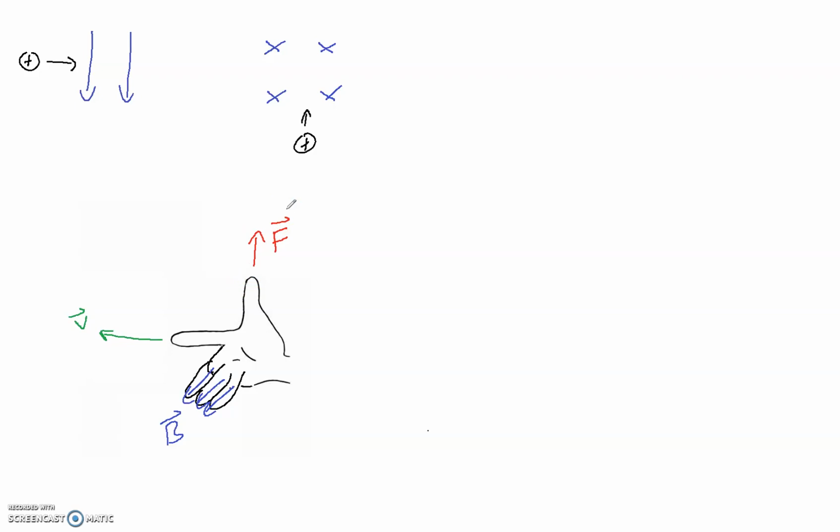So the only thing left is the force, and that's what the thumb represents, the force vector. Your thumb, your shooting finger and your 3 fingers should all be perpendicular to each other, and this is right-hand rule number 2.